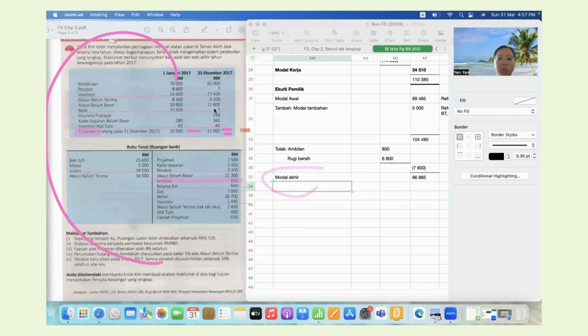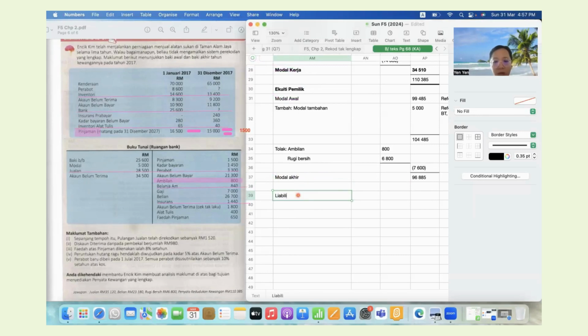But when you come to Form 5 chapter 2, we always advise you to write down Modal Akil. Of course, maybe you ask, teacher, if I forgot to label Modal Akil but the figure is correct, will the teacher deduct marks? Mostly no. But better you write it down. Okay, after equity pemilik, then we go through liability bukan semasa.